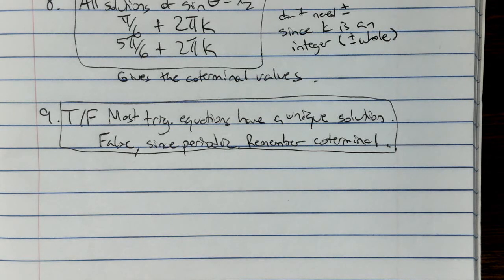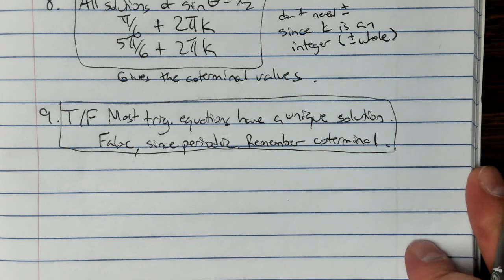If it was cosine equal some positive number, you're going to have 2. If it was cosine equal a negative, you're going to have 2. Just as an example.